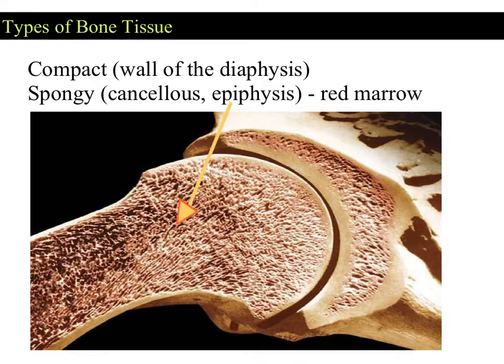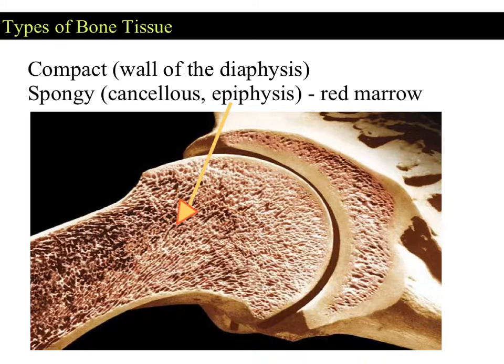Now, I talked about really quickly the spongy bone. Spongy bone is just like we say it is. It's spongy. If you think about what a sponge looks like, it has little holes in it. Well, you can see here that there's little pinpoints all the way up here in the epiphysis.